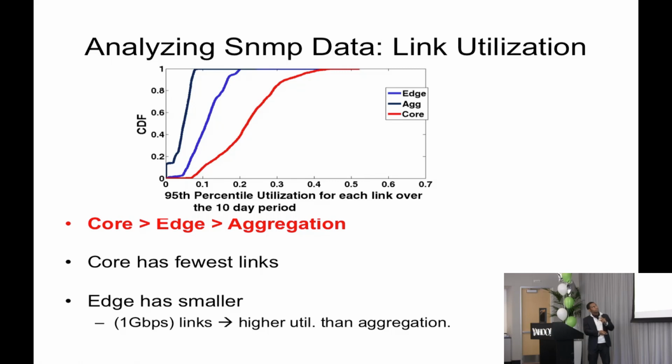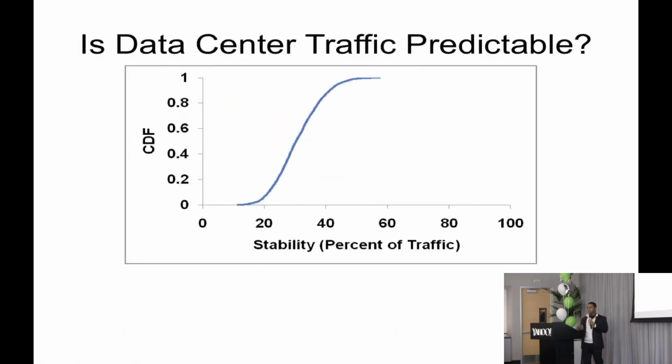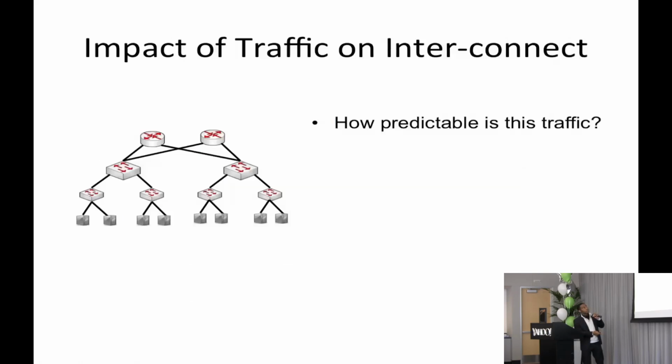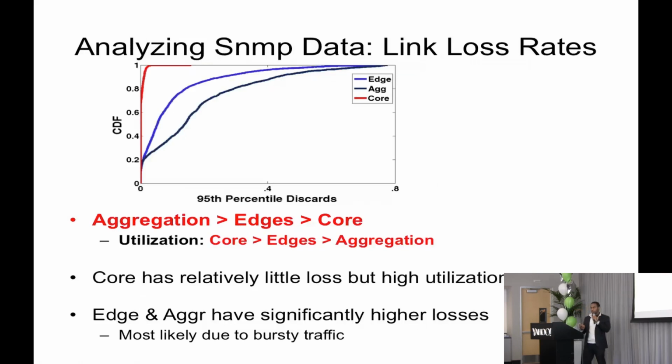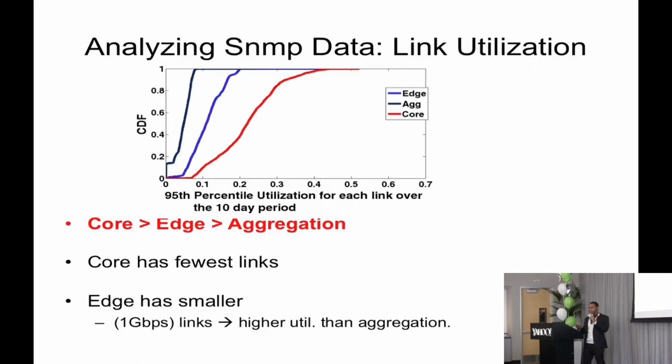And if you think about it, I showed you earlier, let's go back a few slides. This is what a network looks like. As you go up, there are fewer and fewer devices. So it only makes sense that as you go up, the traffic that does actually get onto the network is getting onto fewer and fewer links. So utilization is essentially higher. And then the edge has a slightly higher utilization than the aggregation, just because the edge is actually just 1 gigabit, whereas the aggregation is 10 gigabits.